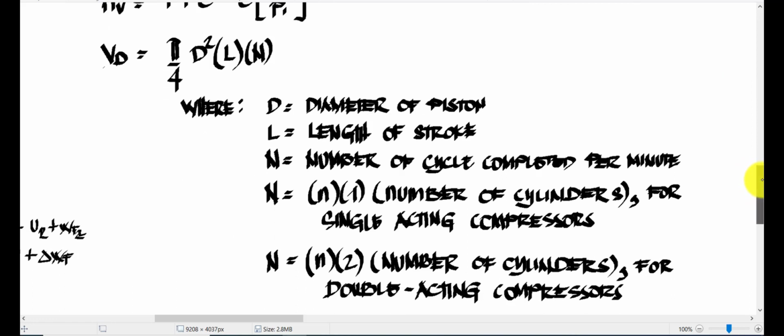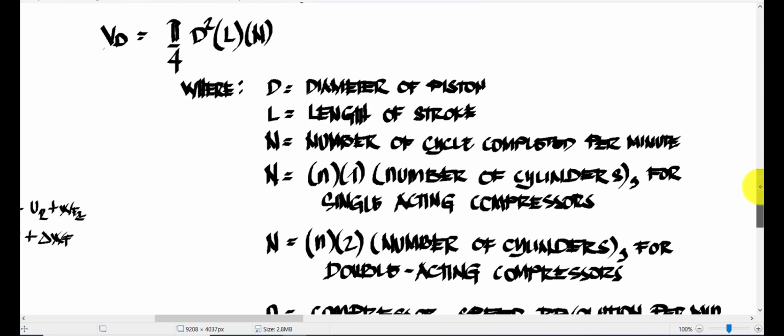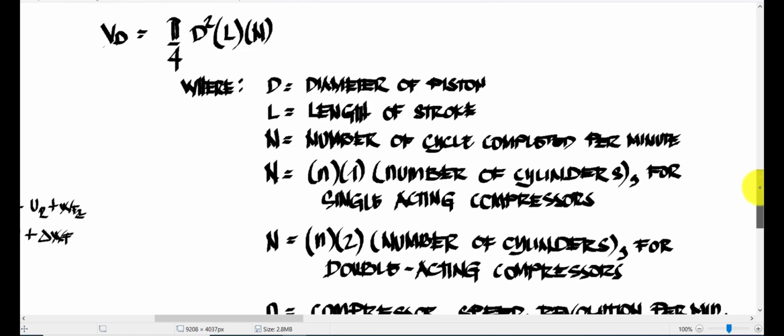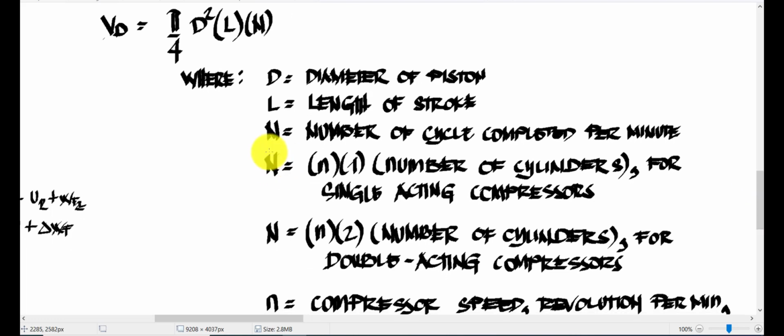So again, the definition for the equation. D is the diameter, L is the length of stroke, and N is the number of cycles completed per minute. For single acting compressors, N is the compressor speed or the RPM, multiplied by 1.